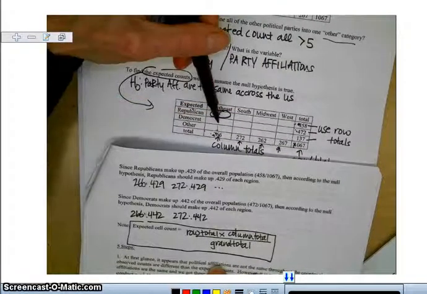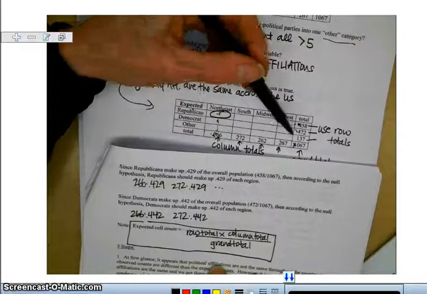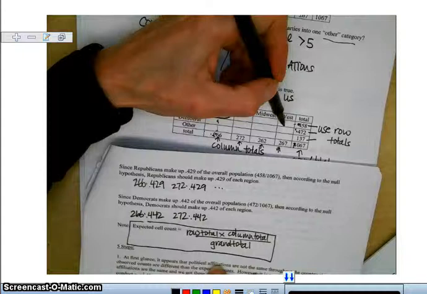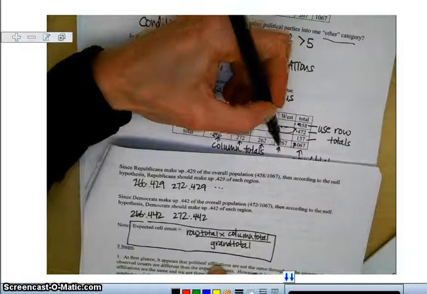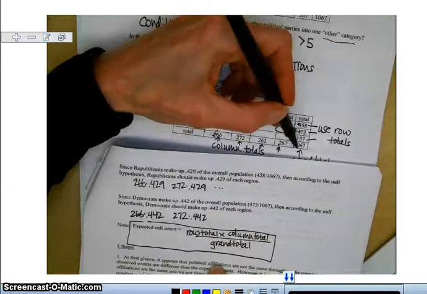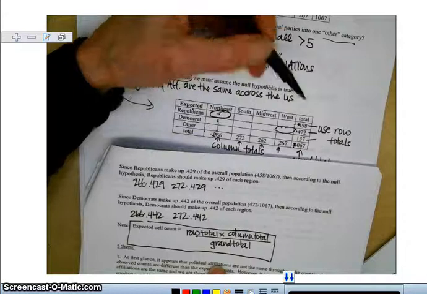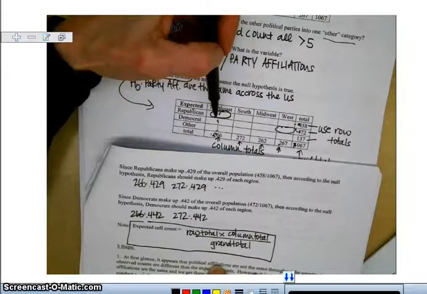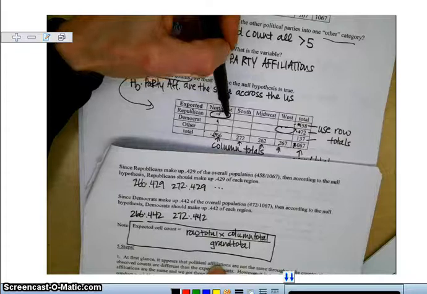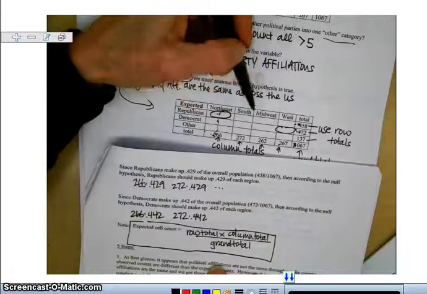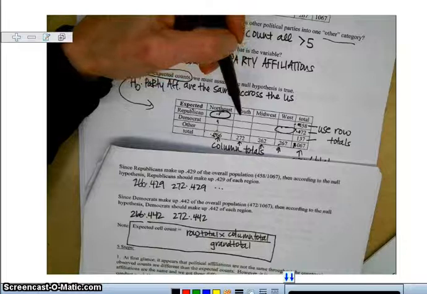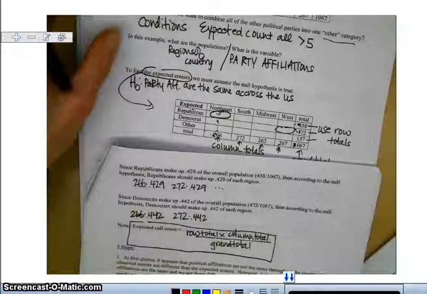So I could get this value by taking 266 times 472 and dividing it by 1,067. I could get this value by taking 267 times 472 and dividing it by 1,076. Now with these, you're going to round them, usually to the nearest whole number is fine. If you wanted to use tenths, that's okay, but since there's so many values, it's usually easiest to round them to the nearest whole number. So that's what I did here. So I have the filled out one.